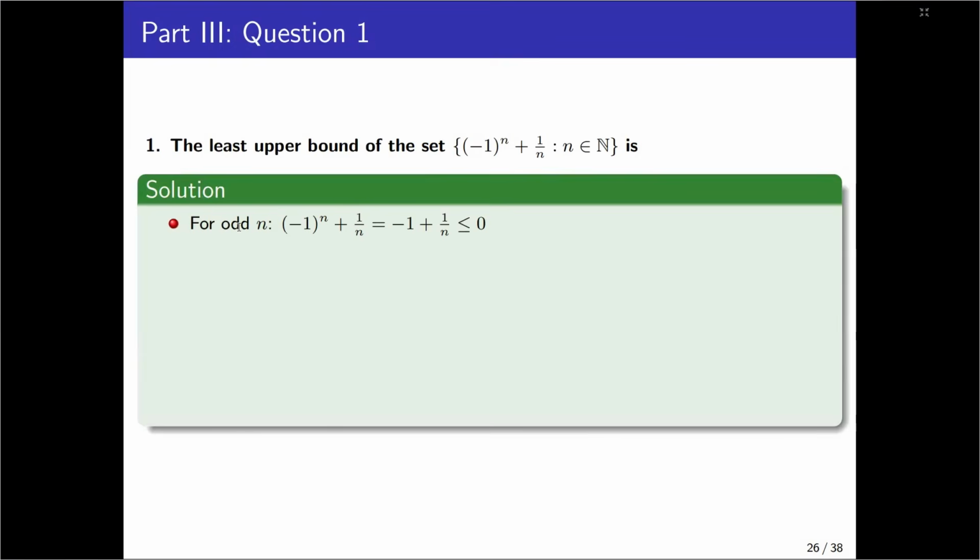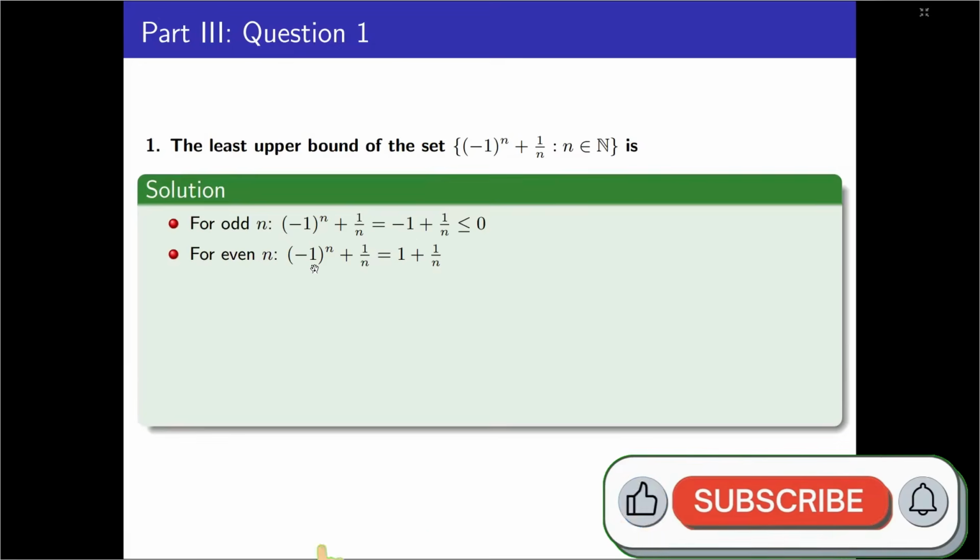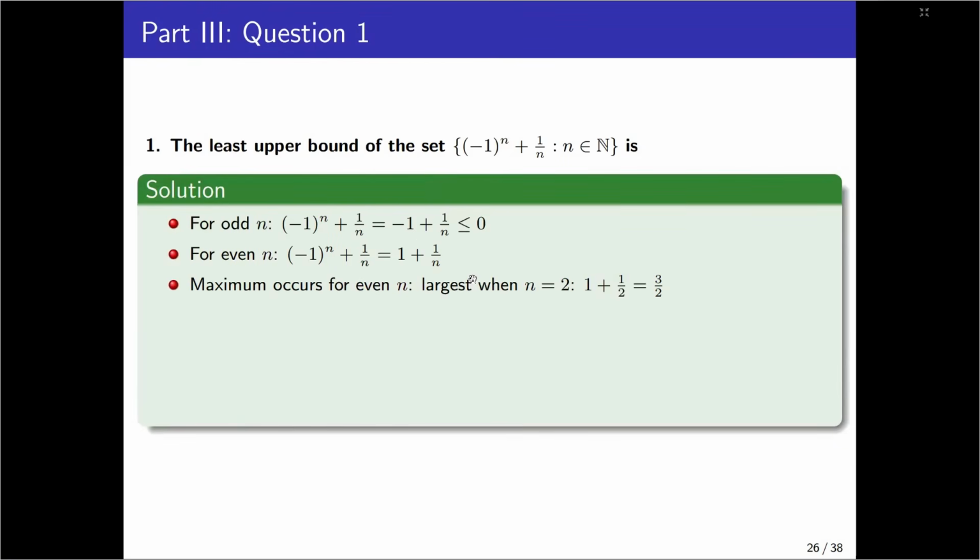For odd n, (-1)^n + 1/n is -1 + 1/n, because (-1) to the power of any odd natural number is -1, so the value is less than or equal to 0. But for n even, (-1)^n is always 1, that is, (-1) to the power of any even natural number is 1, giving 1 + 1/n. So the maximum occurs for even n.